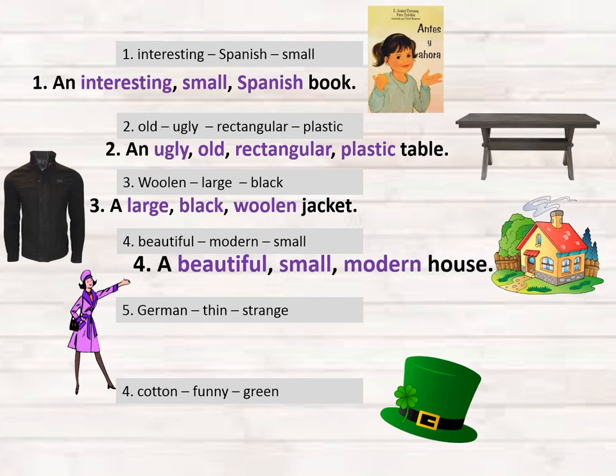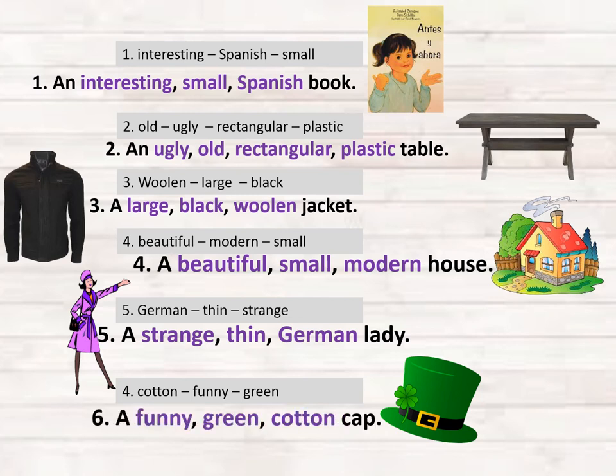German thin strange lady. So here, do we have opinion? Yes, we do. We have strange. So a strange thin German lady, yes. The last one, cotton funny green. Do we have opinion here? Yes, we do. We have funny. So a funny green cotton cap. And I should remind you here that we have to put commas between adjectives when adjectives are coordinate. I won't go into details in this, but coordinate adjectives, if you put and instead of a comma and it still makes sense, then these are coordinate adjectives.